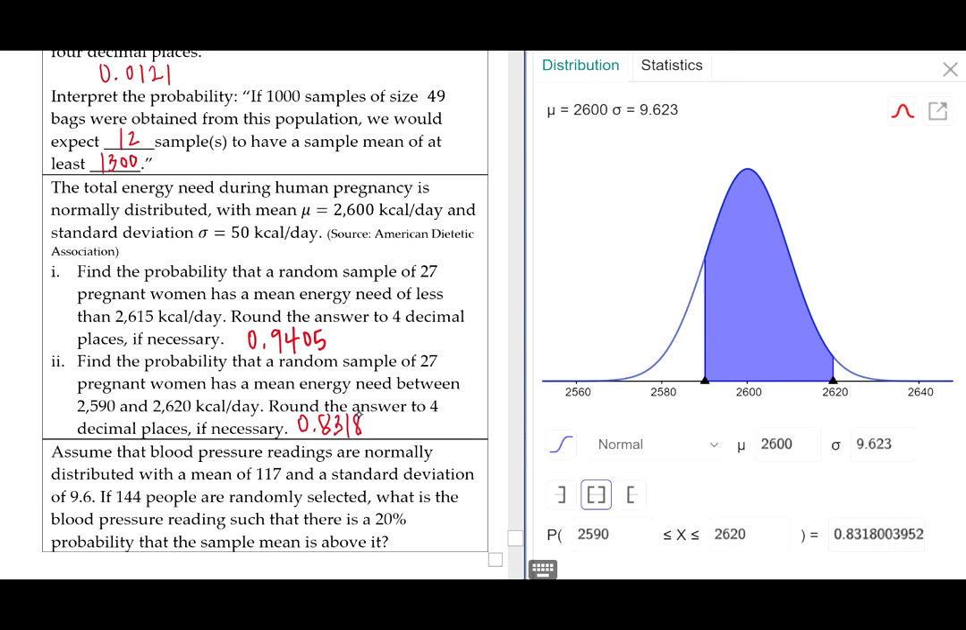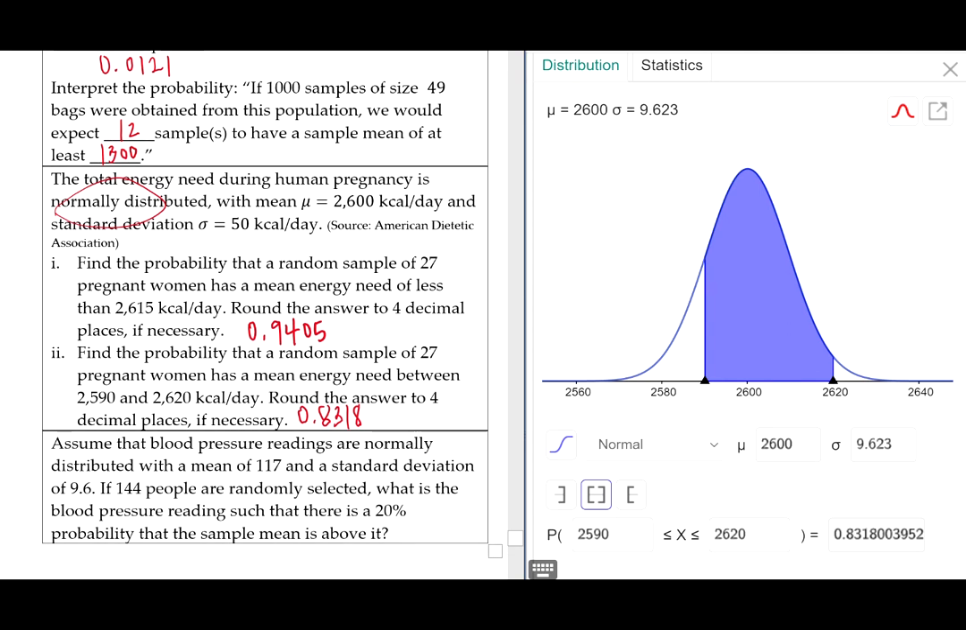One comment before we move on. The sample size here was only 27, which is less than that 30 cutoff that we need for the sampling distribution to be approximately normal, so that it's okay for us to use this normal distribution in our probability calculator. However, we were told that the distribution is normally distributed, and so even though our sample size is less than 30, we are okay to use the normal probability calculator.